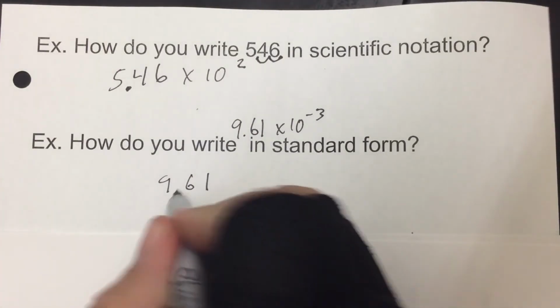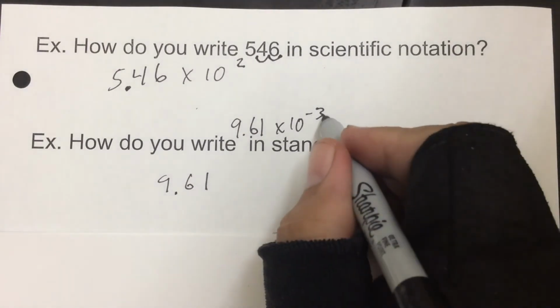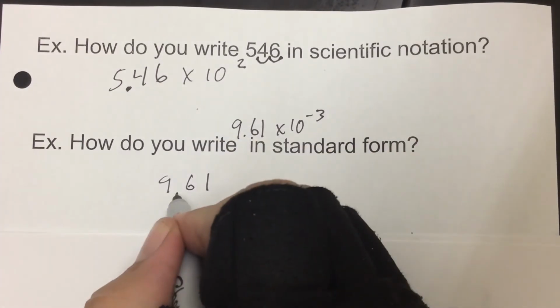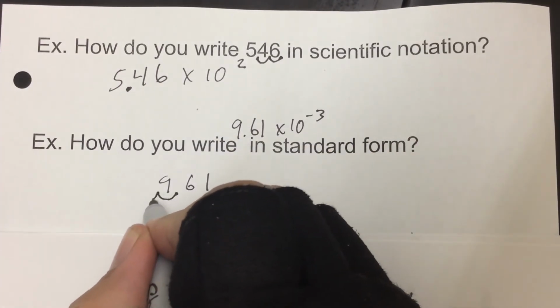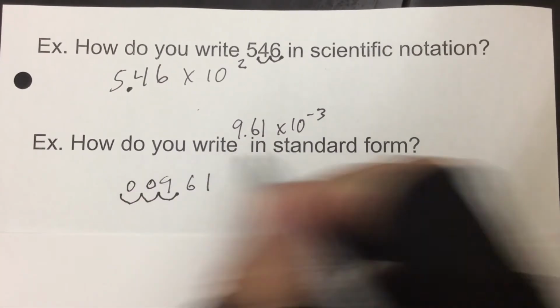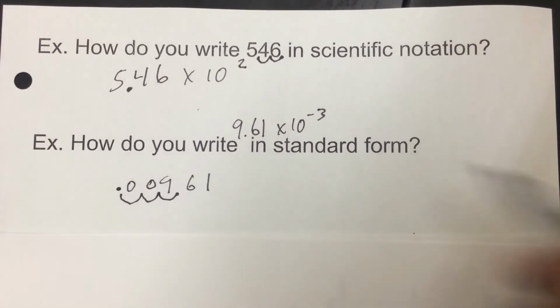So if the decimal is right here, we're going to move it 3 times. That negative means we're going to make that number smaller, so we need to move the decimal to the left. So 1, 2, 3 times. So we need to add 2 zeros, and that's where the new decimal is. And then we'll put our decimal on the outside here.